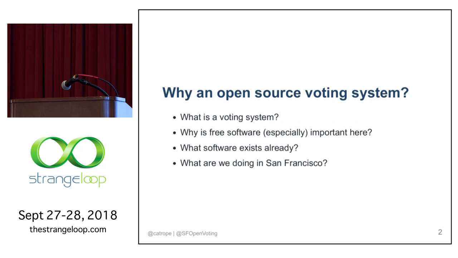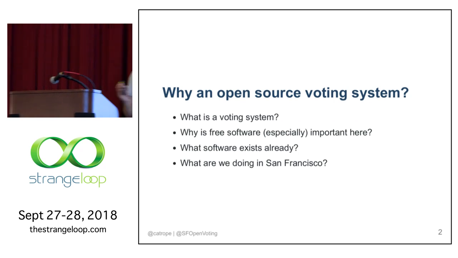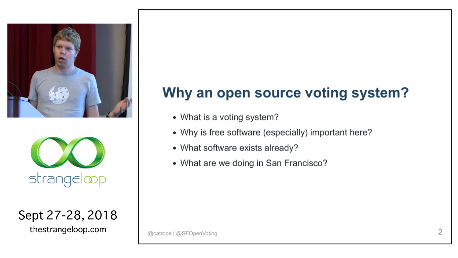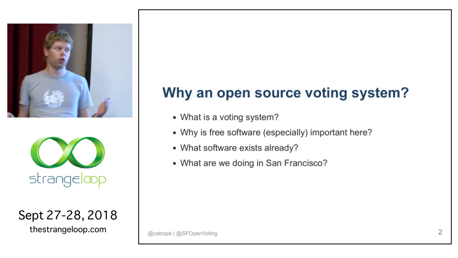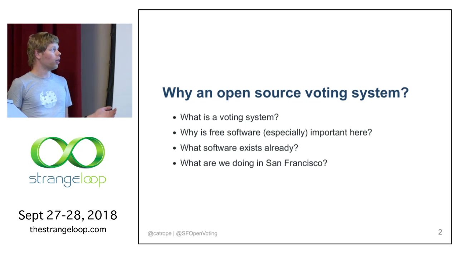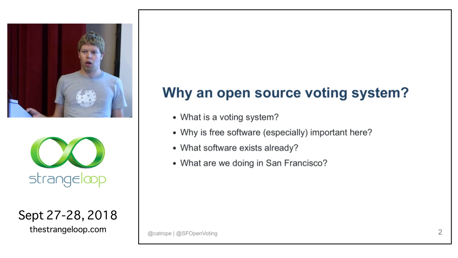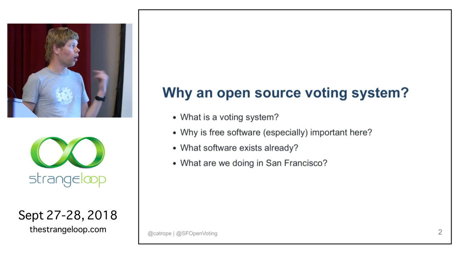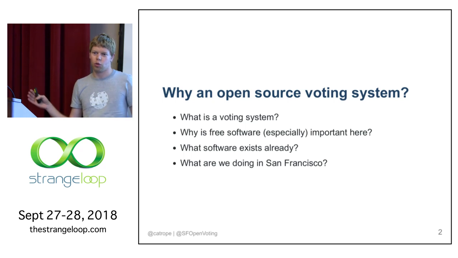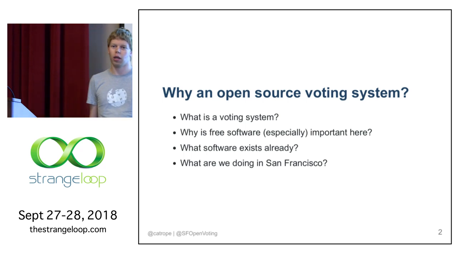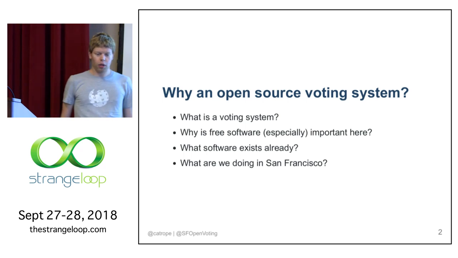I'm going to talk in 4 acts here about what an open source voting system is and why you might use one. So first, I'll talk about why you use software for elections in the first place. Then secondly, I'll talk about why open source is particularly important for this application. Thirdly, I'll talk about what kind of open source software is out there in the world to do election-related stuff. And then finally, I'll talk about the project that we're doing in San Francisco and what's going on with that.